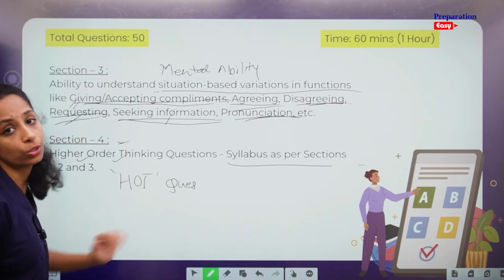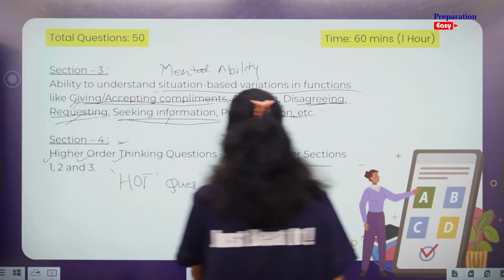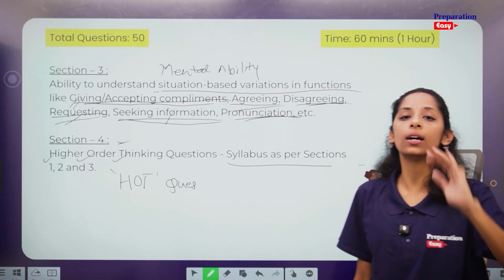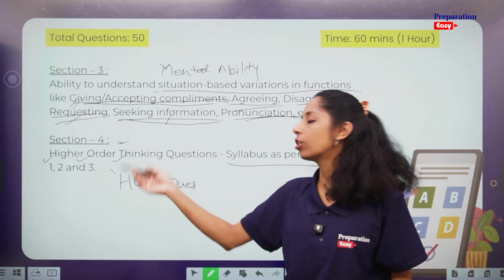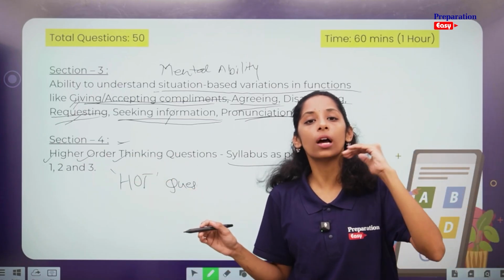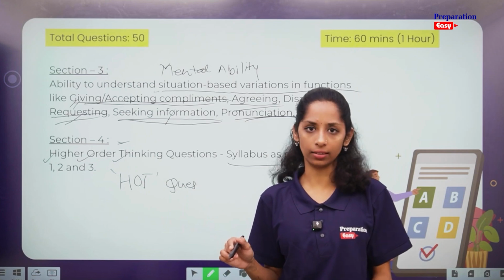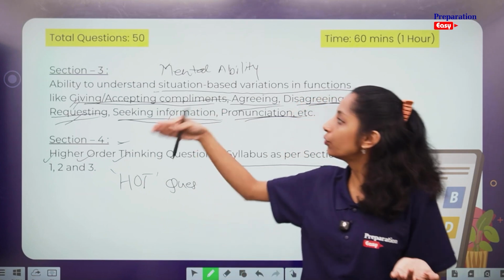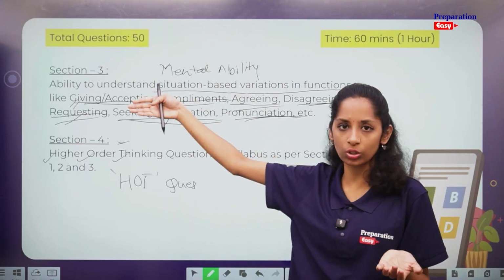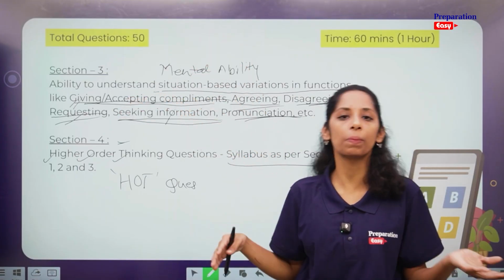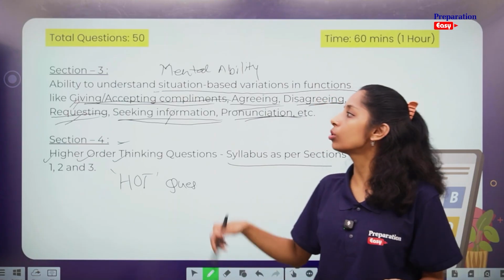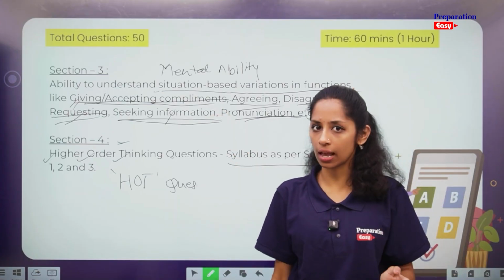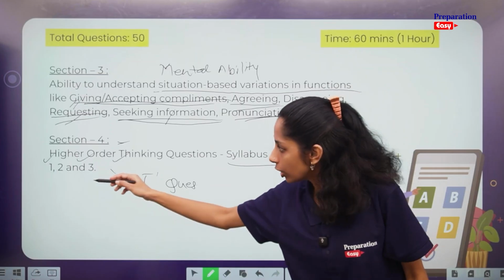Okay, hot questions. So what is going to be in section 4? Similar questions will be asked, but of course there will be higher order thinking, so the difficulty level will be higher. It is common to understand that if you are able to solve these sections, anyone who is preparing for this exam, there will be something tricky in this exam, and that is going to be your section 4.